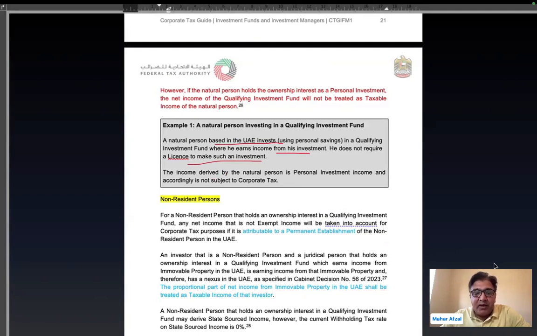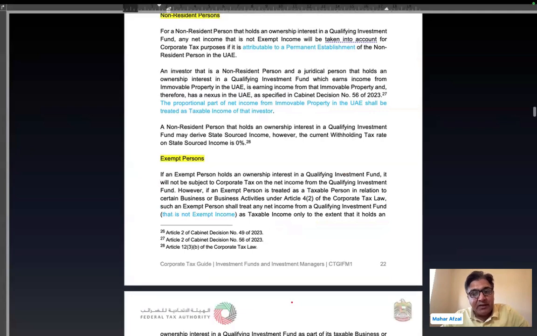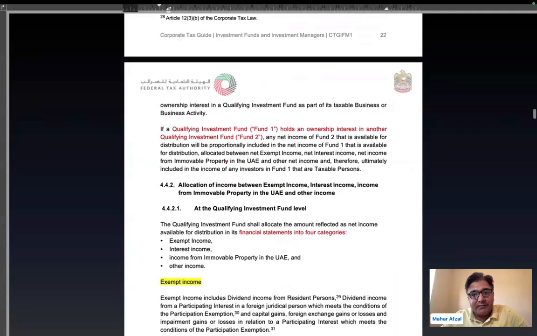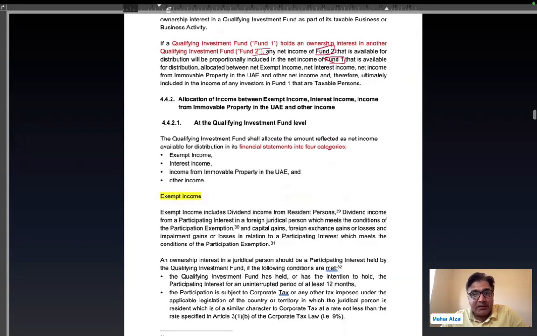Remaining income, exempt income, will remain exempt in the hands of the investor. Taxable income will remain taxable, and taxability depends upon the status of the investor, resident person or non-resident person. This is very common. We have discussed so many things. Income in the hands of an exempt person will remain exempt. We have discussed the government example. They have given two funds, fund one and fund two. They are making an investment in fund one. Fund one is exempt. Fund one is making an investment in fund two. Whatever income fund one is getting from fund two will remain exempt in the hands of fund one. Now this income will be distributed again to the investors behind this, and then it will be subject to tax accordingly.